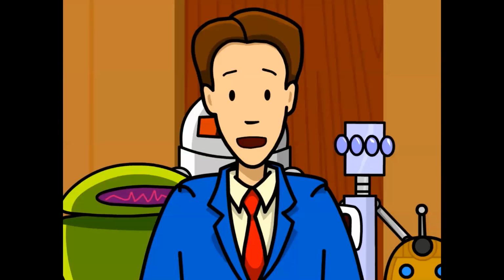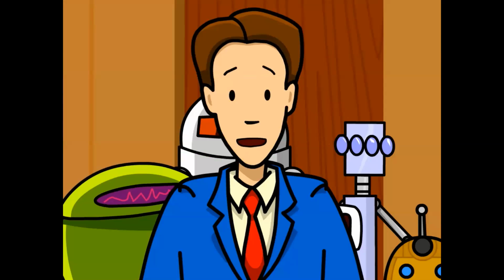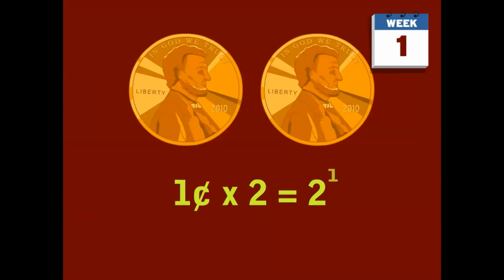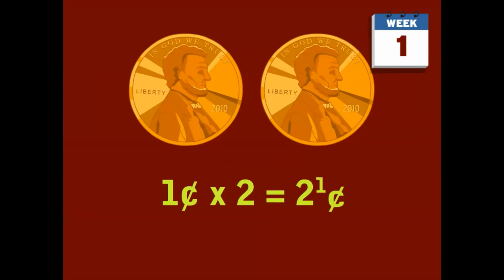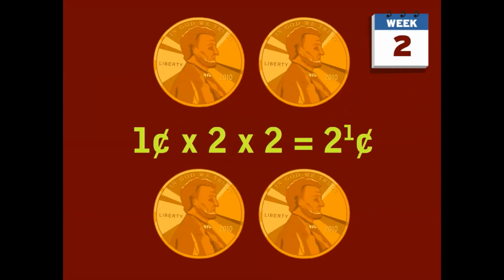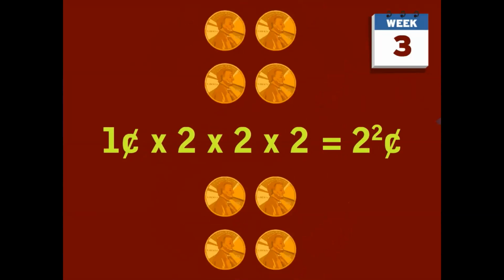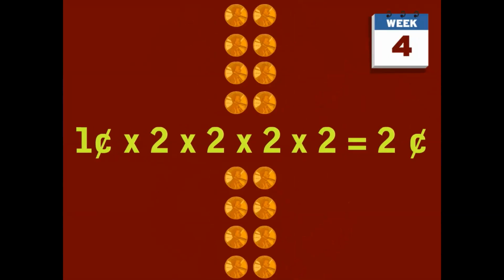That's repeated multiplication, so we can express it in exponential form. Week 1 is 2 to the 1st, since we're multiplying by 2 one time. Week 2 is 2 to the 2nd, because we're multiplying by 2 2 times. Then we're at 2 to the 3rd in week 3, and so on.